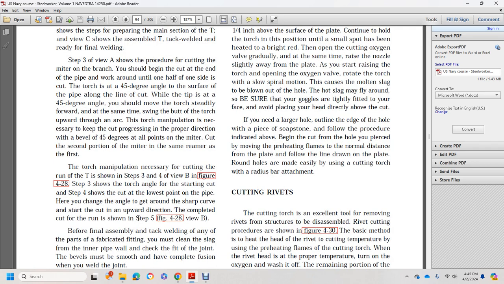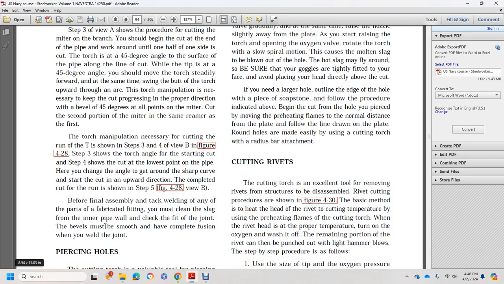Torch manipulation is also necessary when cutting the run, shown in steps 3, 4, and view B of figure 428. Step 3, shift the torch angle and continue the cut. Step 4, shift the cut out of the lowest point of the pipe. However, the change of the angle can be made to get around the sharp curve of the torch in the upward direction. Complete the cut of the run as shown in step 5, figure 428, view B.